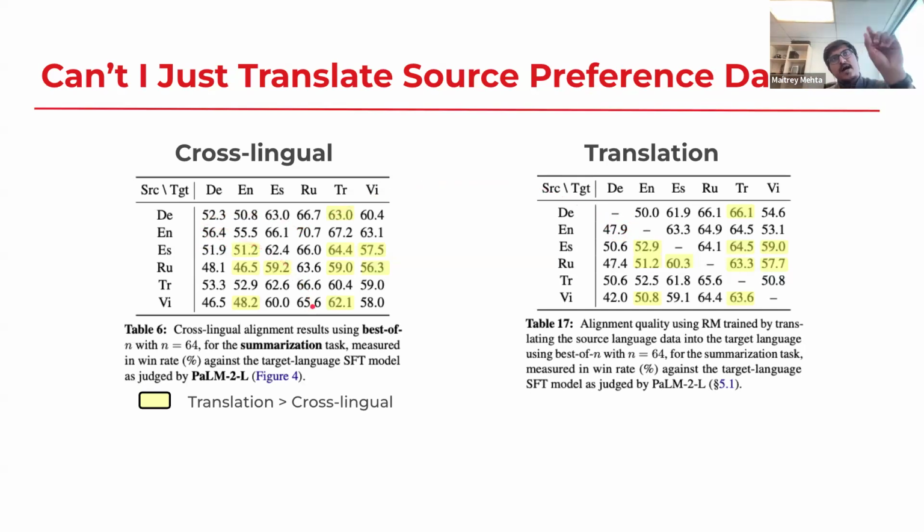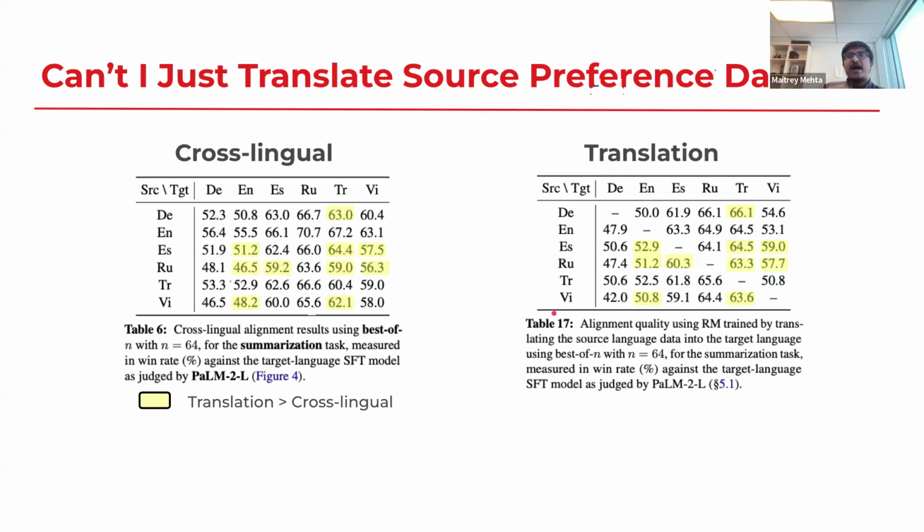So all the things that are highlighted in yellow are the cases where the translation-based system actually works better. So for example, if you have preference data in Spanish and you want to use it to align an English model, it turns out that it is actually better to translate the Spanish data into English first, and then use English to fine-tune the reward model, and then use the reward model to align the IFT English model, right?